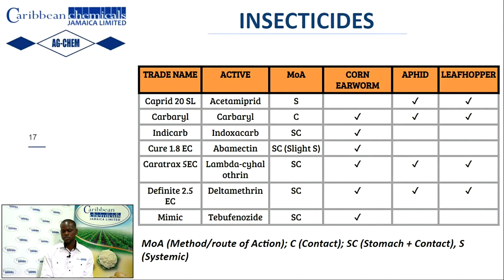And other solutions, like your Mimic, which is a stomach action, and this is a molting hormone. So unlike your other products listed, this is a molting hormone that will cause the larvae to believe that it's entering the molting state. So after 3 days, it will stop feeding, and by the fifth day, you will have death of the larva. All right, so this is an effective one you can add to your program.